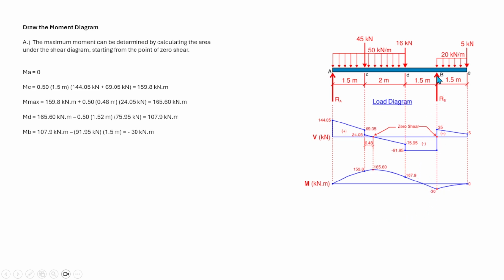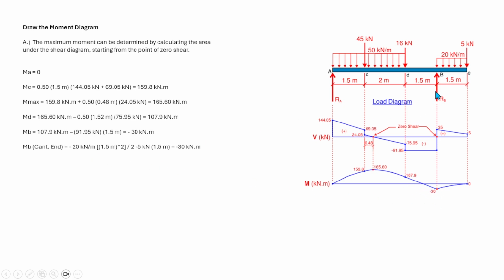Now, without calculating this at the cantilever end, if we calculate the moment at the face of the cantilever end, it should be negative 30. Otherwise, there is something wrong with your calculation. So to calculate that moment at the cantilever end, this is also one way to check whether our moment diagram is correct or not.